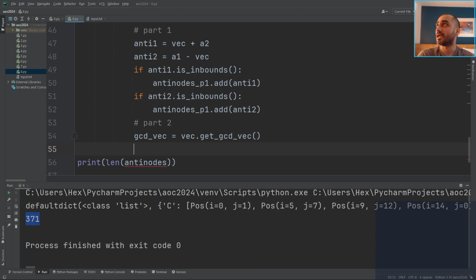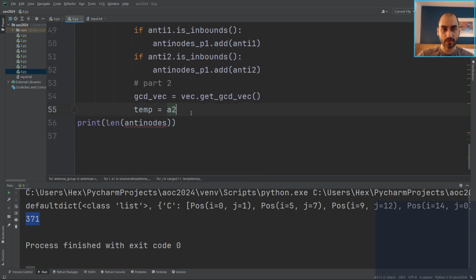There shouldn't be any other integer coordinates which would lie on vec. All right, yeah, let's do this. So let's start with, and we need to include the antennas themselves. Okay, so let's say temp equals A2. So we're sitting on A2. It would be helpful if I made a diagram here.